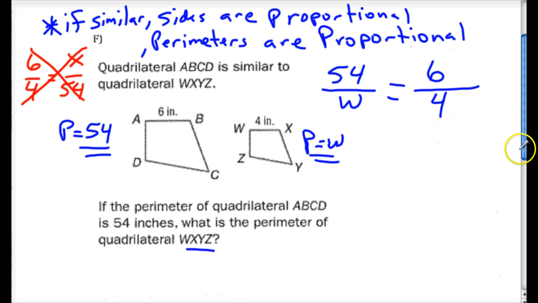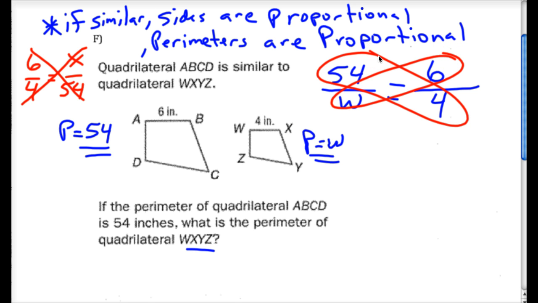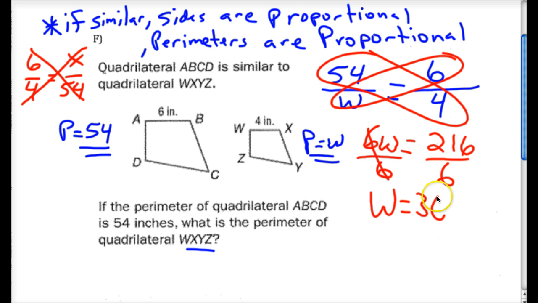All right, let's write your equation now, guys. We're going to use our cross products rule. I always like to do 6 times W is 6W. And then somebody type in 54 times 4. 216. If you're smart, leave that number on your screen, because in the next step you're going to divide by 6. 36. I think it was inches. They gave us the inches. So the perimeter, guys, of the small one's 36 inches.